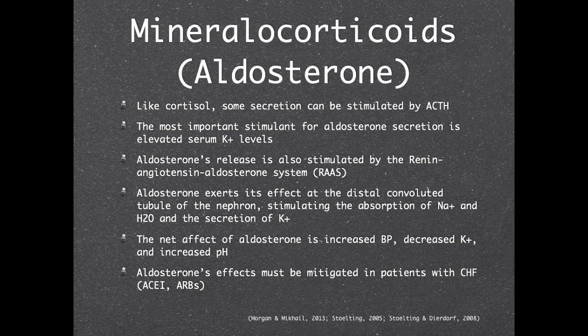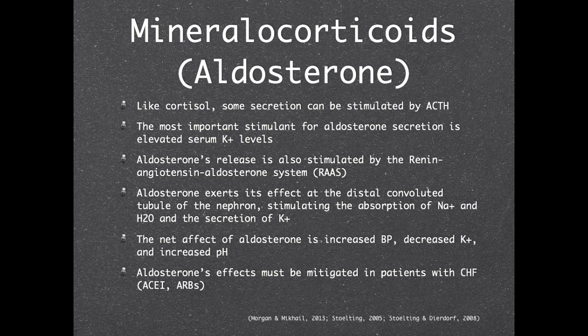Like cortisol, aldosterone secretion can be stimulated by ACTH, but more importantly, the key stimulant for its release is elevated serum potassium levels. Remember that renin is released from the juxtaglomerular apparatus in response to decreased GFR. Renin then converts angiotensinogen to angiotensin 1. Angiotensin 1 is converted into angiotensin 2 by ACE. Angiotensin 2 causes vasoconstriction, stimulates thirst, and stimulates the release of aldosterone.